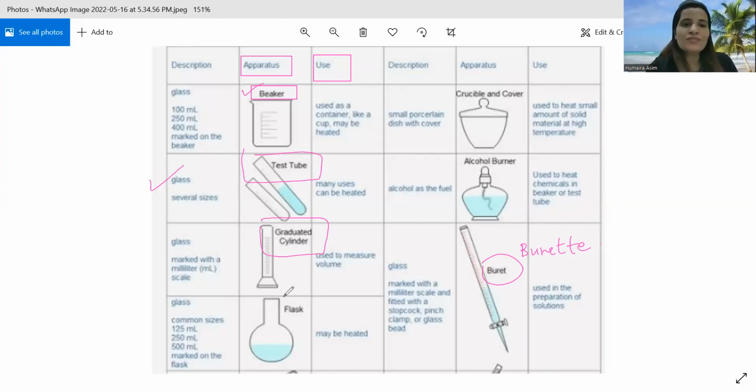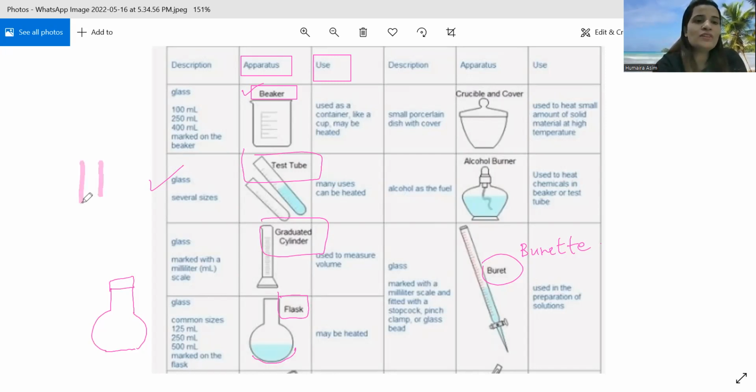Then you have flask. This is a round bottom flask. We have another type of flask, called flat bottom flask. But as long as you name it flask, they will give you marks. There are other kinds of flasks as well, like here, let me draw it. This is a conical flask. So there are different types of flask, and you can name them. The spelling of flask is still easier, F-L-A-S-K.